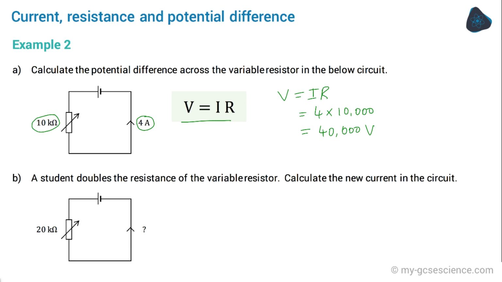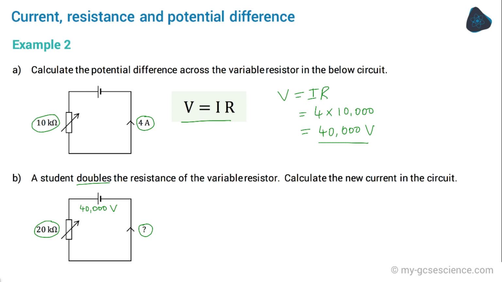Now in this part of the question we can see that the student has doubled the resistance of the variable resistor. The important thing to realise is that the answer which we had for the previous part of the question, 40,000 volts, was as a matter of fact equal to the battery voltage, or the PD, across the battery. So we'll just write that into our circuit diagram. Now as we said, the resistance doubled, so it went up to 20 kilo ohms. The current is what we actually need to work out.